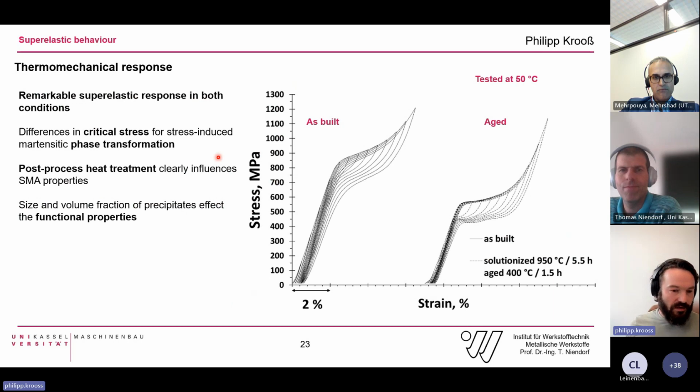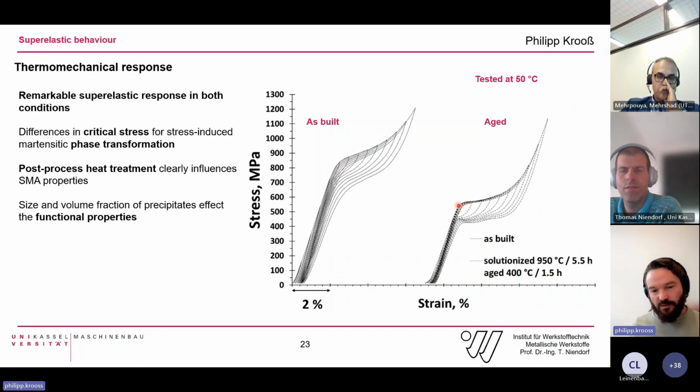And when we now look at the superelastic response in this material, we already found in the as-built microstructure pretty high stresses, unusually high stresses, I would say, for nickel titanium, but a very good reversible functional response here in the hysteresis. Upon aging, that makes sense.